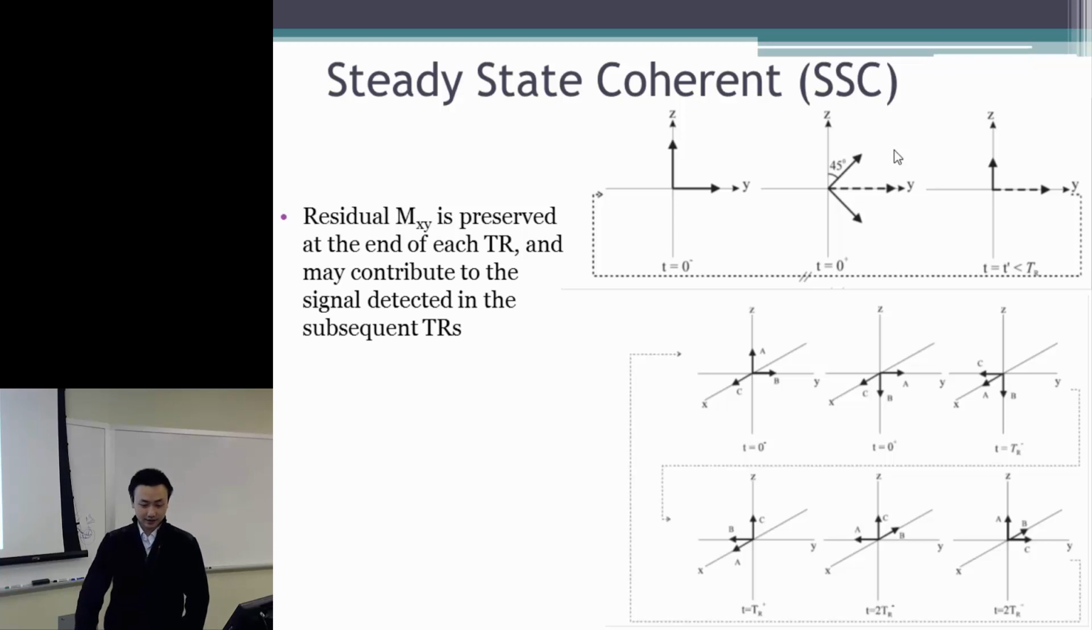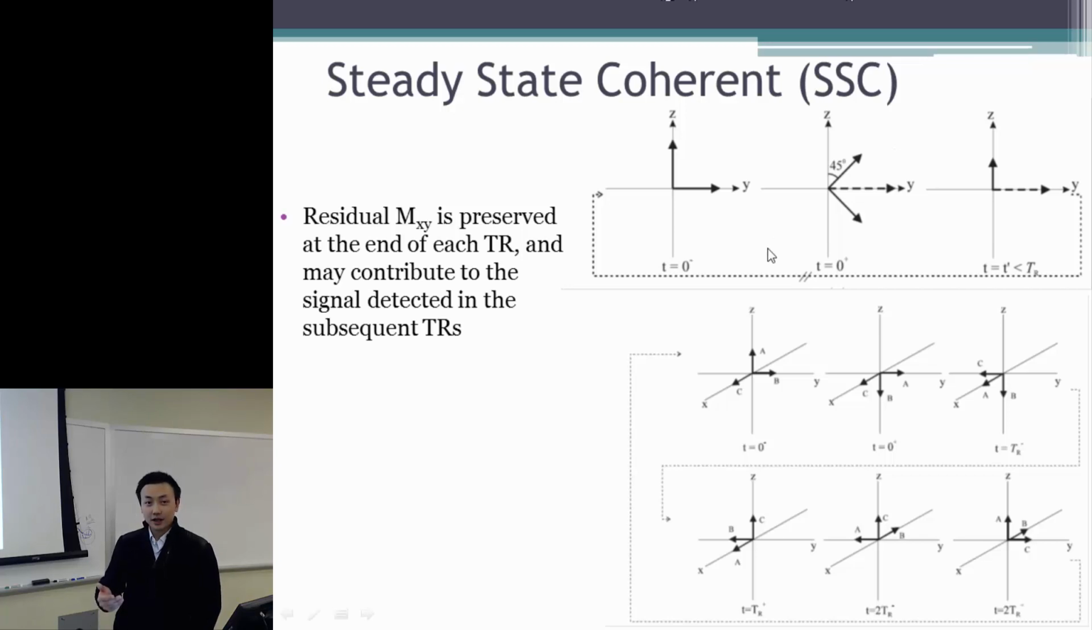All right, so the next steady state category is the coherent steady state. In contrast to incoherent, the coherent keeps the transverse magnetization at the end of each TR, so that this residual magnetization would also contribute to the following excitations, so the following signal TRs.